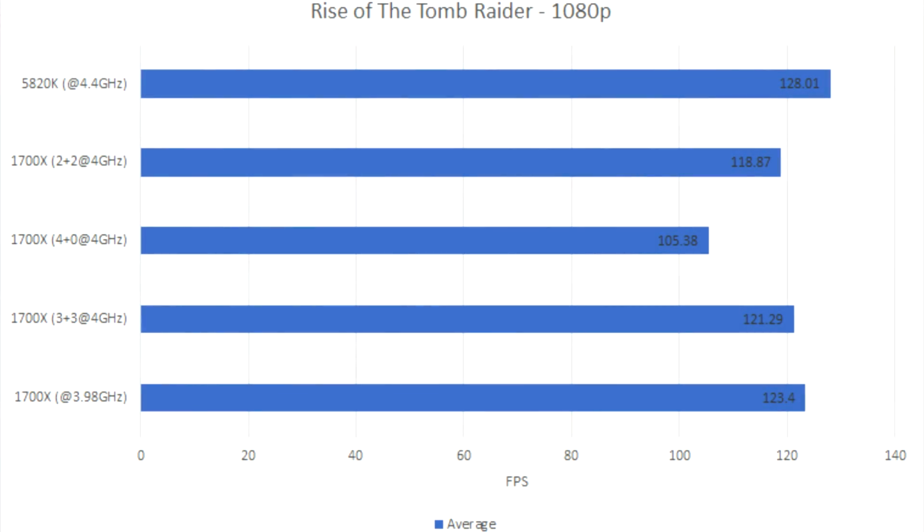I actually decided to run games next, and the first one I ran was Rise of the Tomb Raider at 1080p, and here all 8 cores seem to actually have been used because the 8 core configuration had the highest FPS among the Ryzen systems that I tested, and then the 6 followed, and then the 4. So we did see a slight decrease in performance as I disabled more and more cores.